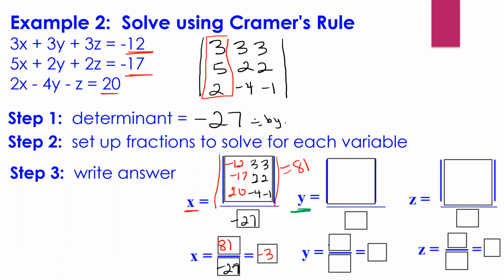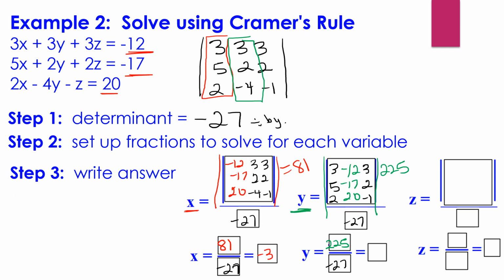Okay, solving for y. Back to our green. We take the second column of variable coefficients, the 3, 2, -4, again in the middle, because we're solving for y, that second variable will be -12, -17, 20. And each of the other elements remain the same. So it's 3, -12, 3, 5, -17, 2, and 2, 20, -1. When we find the value of the determinant for this particular variable, y, its value is 225.